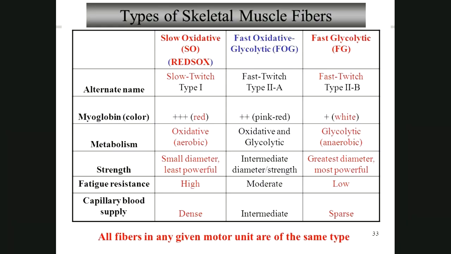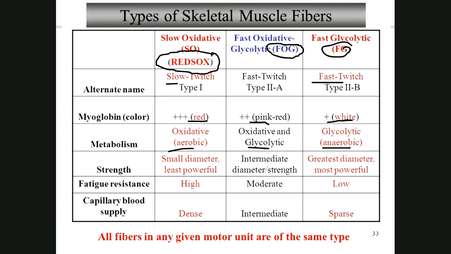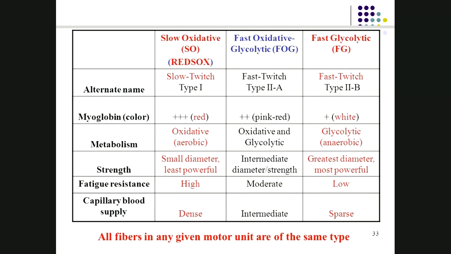So again, here are these three types. We have these red SOs, we have these FOGs, and these FGs. Or you could think of them as red, pink, and white. You can think of them as anaerobic, aerobic, and both. You can think of them as fast, medium, and slow, and so on, however you want to do it. Any questions?